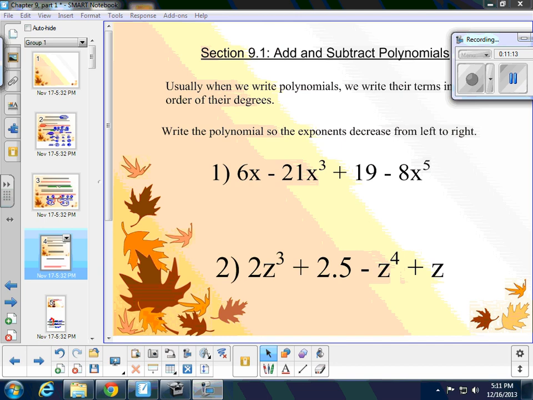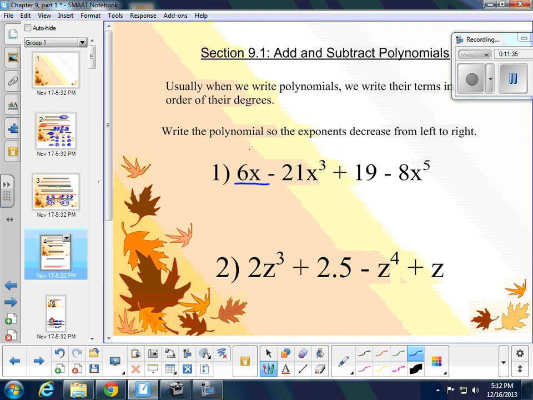One way we'll practice working with the degrees of different terms and the polynomial is this: whenever you write a polynomial down, you usually write it in decreasing degree order. So for number 1 here, it says write the polynomial so the exponents decrease from left to right. It's just like the degrees we were doing on the previous page. I could find the degree of each of these. So 6x will have a degree of 1, because there's an exponent of 1 on the x even if I don't see it there. 21x to the third will have a degree of 3. 19 will have a degree of 0. And 8x to the fifth will have a degree of 5.